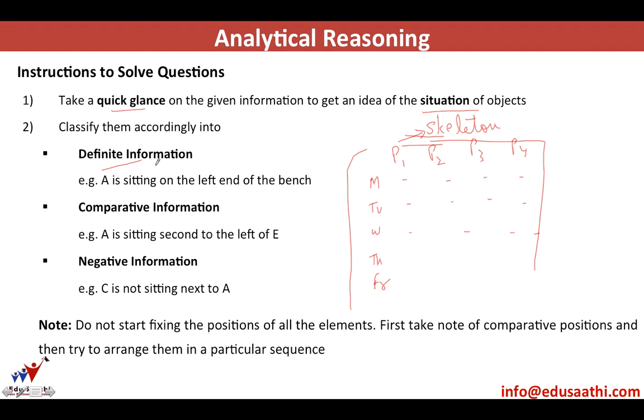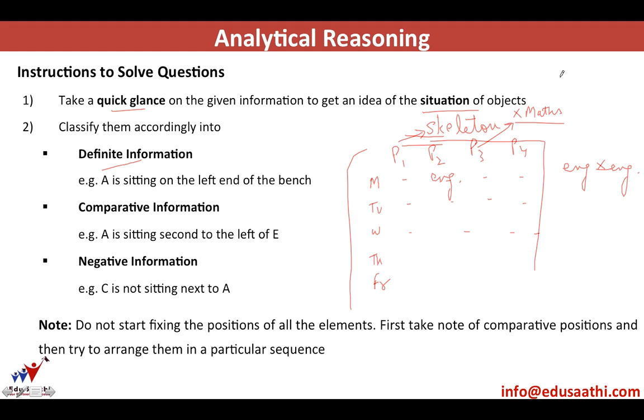Okay, so whatever is the definite information, that period 2 on Monday would be of English, would be written over here. And any comparative information, that no two English lectures can come together, would be written on a side. All right. Any negative information would be written beside the heading for which it is given. For example, period 3 can never be of maths. So we'll write over here that period 3 cannot be of maths. So we'll write the negations also.